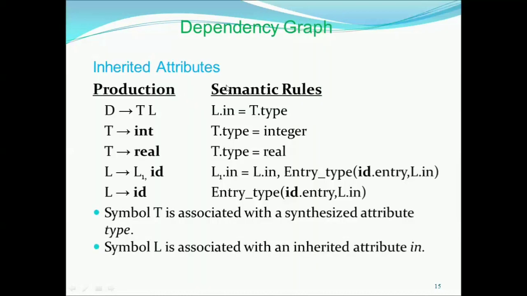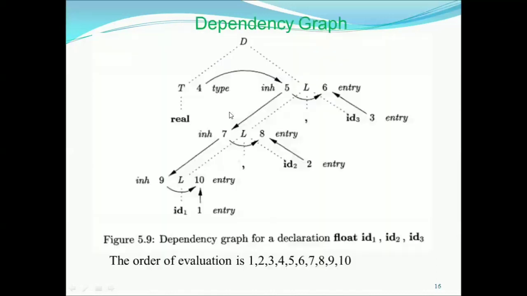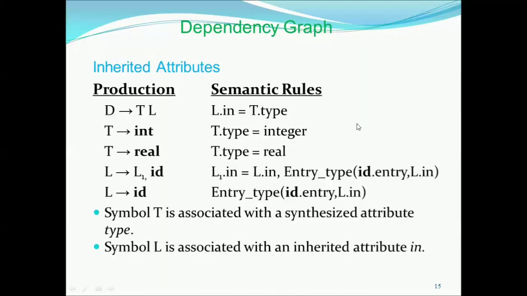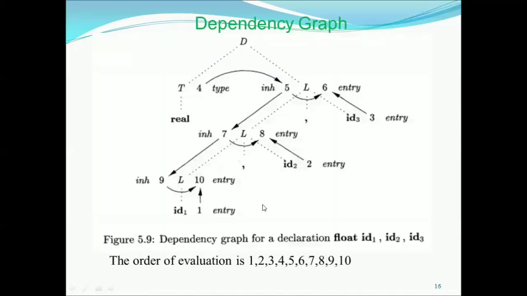Next, if you consider this particular tree, now I can replace this L by L comma ID, or I can replace this L by ID also. There are two options. One is L tends to L comma ID, the other one is L tends to ID. If I want to generate a string of type float ID1 comma ID2 comma ID3, then I am supposed to replace this L by L comma ID, L comma ID. Finally, I am supposed to replace this L by ID.